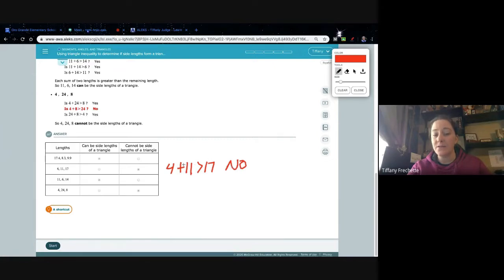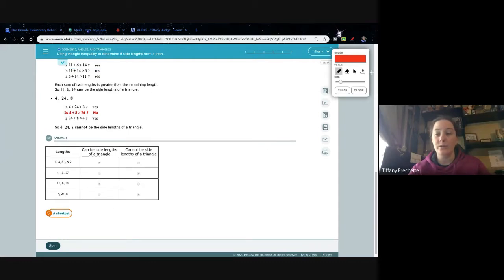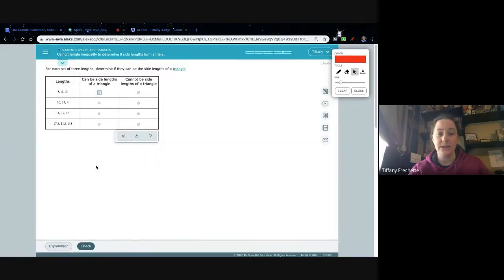Any two sides of the triangle have to add up to be greater than the third side, or it doesn't work. So that's all we're going to do. We're just going to test that out. And this is called the triangle inequality theorem, and it's true of all triangles. So let's go ahead and click start so we can actually do this.